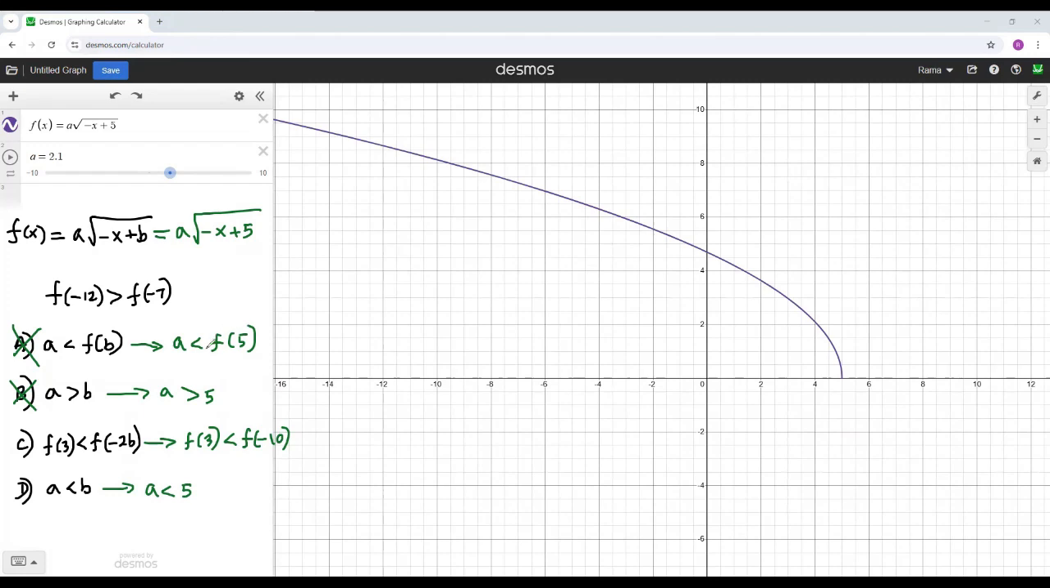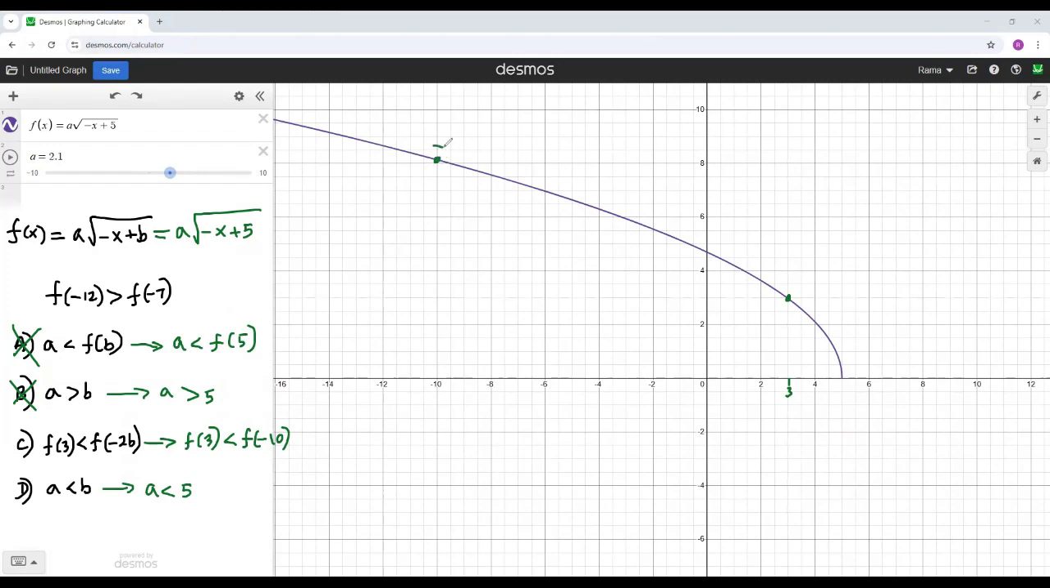Now let's go to answer choice C. We have f of 3 is less than f of negative 10. We know that f of 3 is the value of y when x equals 3, and f of negative 10 is the value of y when x equals negative 10. Now let me go to the point corresponding to x equals 3 on the graph. Here we have 3 on the x-axis, and this is a point we have on the graph. Also let me go to the point on the graph corresponding to x equals negative 10. Here we have negative 10 on the x-axis, and this is the point corresponding to x equals negative 10.